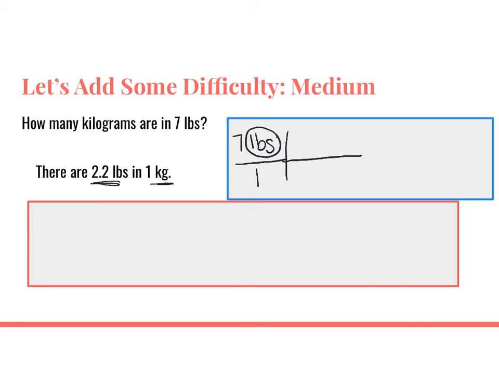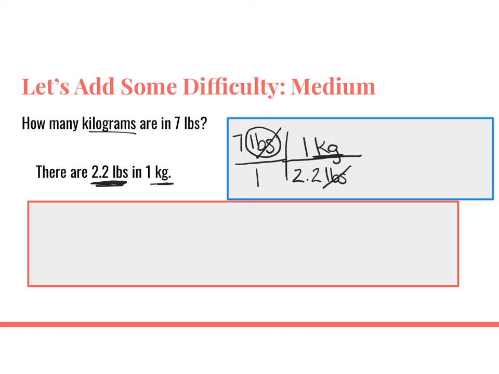Remember, we want to cancel that. So I'm going to put that same unit on the bottom. I'm going to put 2.2 pounds on the bottom, 1 kilogram on top. I know that because pounds occurs on the top and the bottom, I'm able to cancel those out. Right now my answer is then in kilograms, and it says how many kilograms are in 7 pounds, so I know I'm at the end.